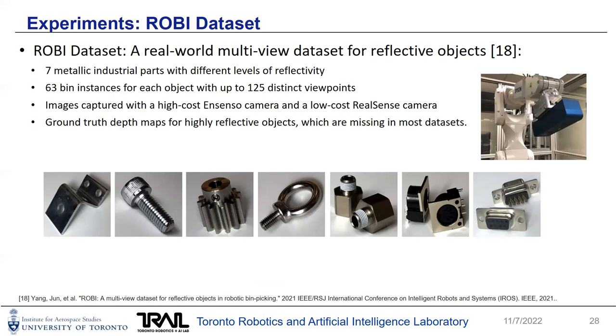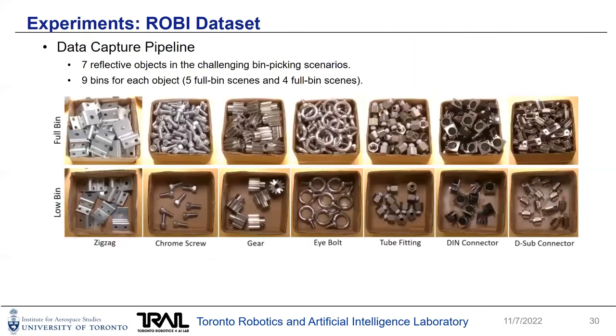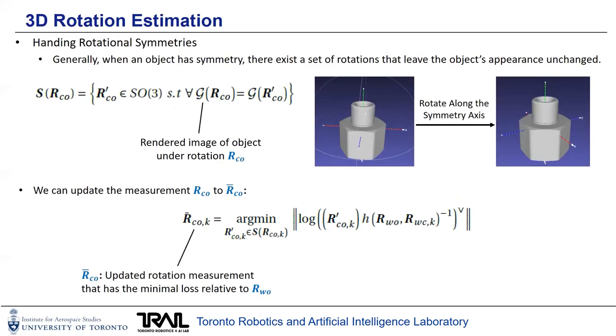Yeah, and maybe another question is, how do you do rotation estimation based on template matching? Is it like maximizing the overlap between the estimated mask and the template mask?